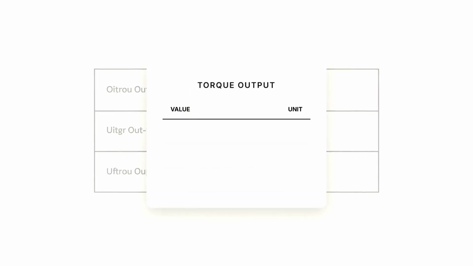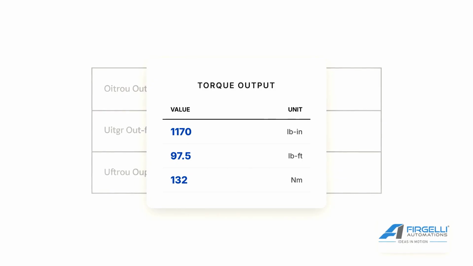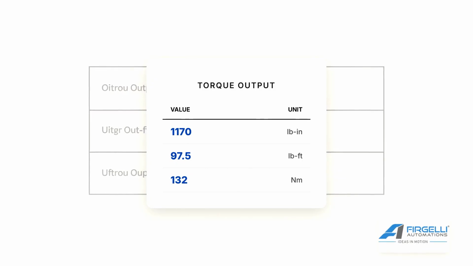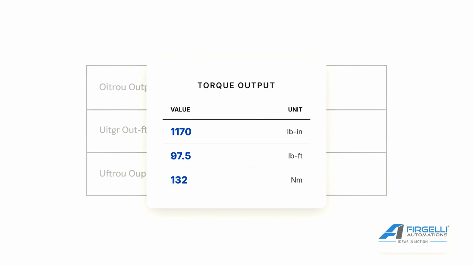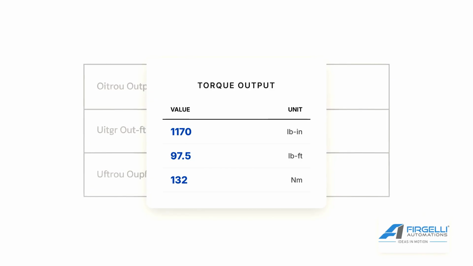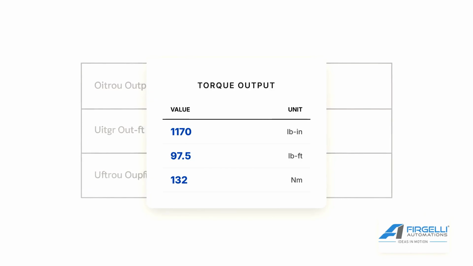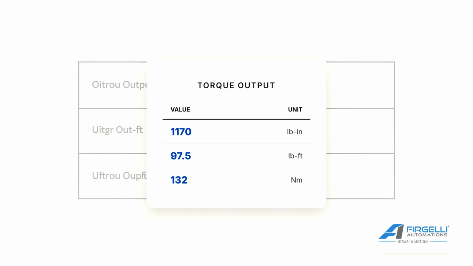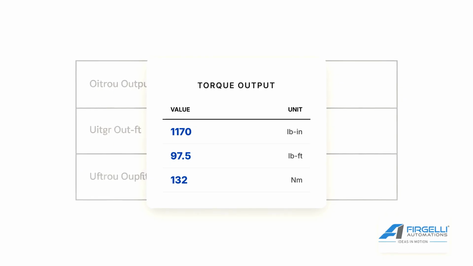These output values represent the actual torque available at your motor shaft for driving loads. Use the pound-feet value for sizing couplings and calculating drumline pull. The Newton-meter conversion helps when working with international suppliers.